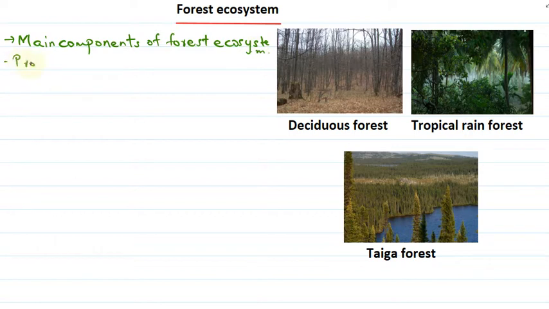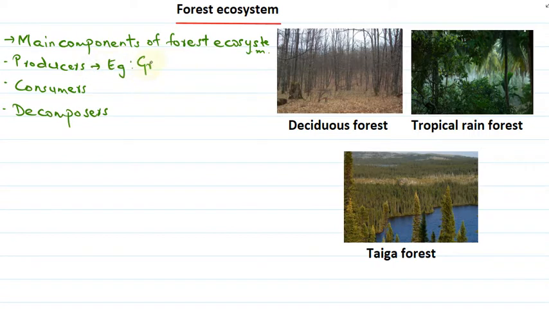They are producers, then consumers, and then decomposers. Okay, so what are producers? Producers are those organisms that produce their own food. For example, green plants. These are the examples of producers. Then what are consumers?